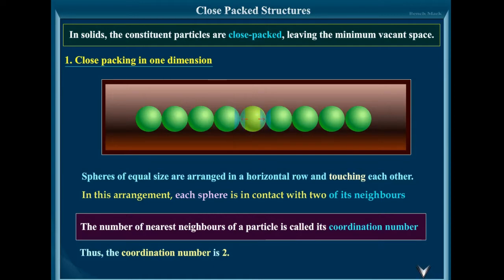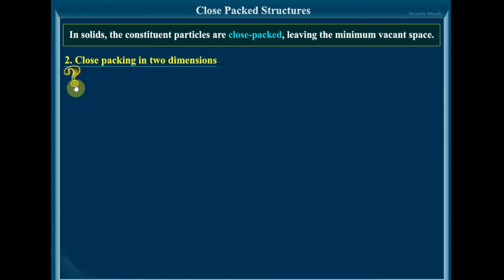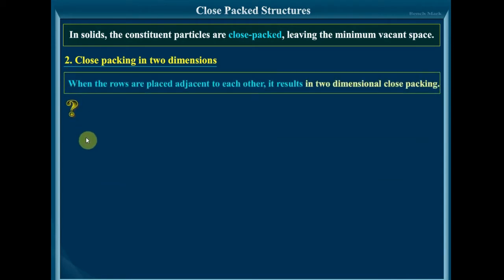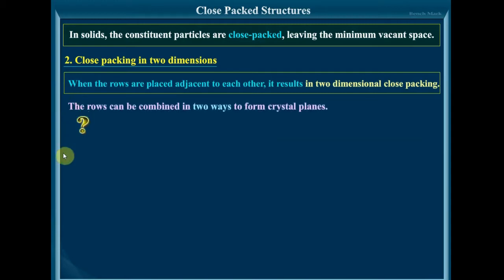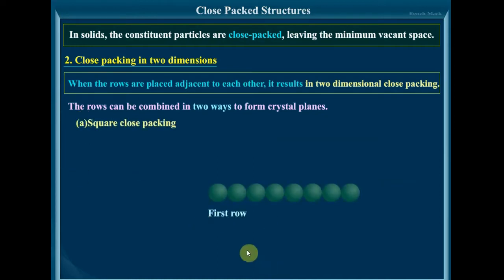Close packing in two dimensions. When the rows are placed adjacent to each other, it results in a two-dimensional close packing. The rows can be combined in two ways to form a crystal plane. The first one is called square close packing. Remember, it is close packing in two dimensions. In two dimensions, the first type of arrangement that we are going to discuss is square close packing.